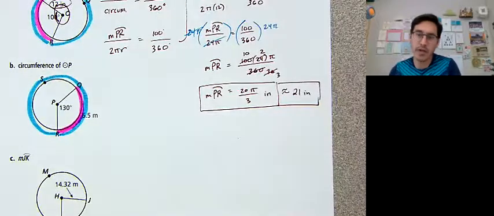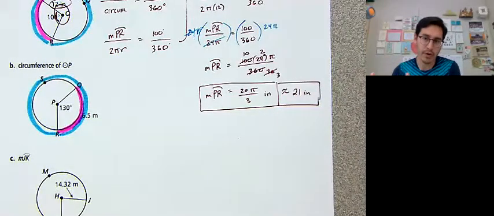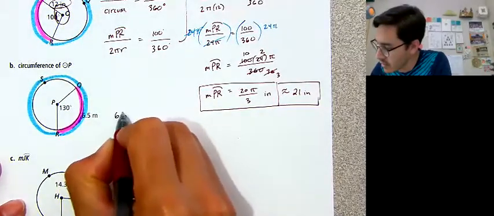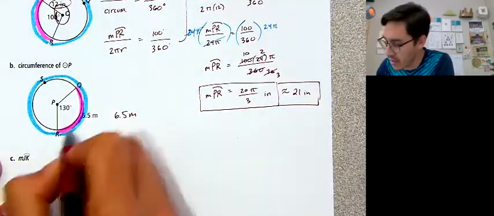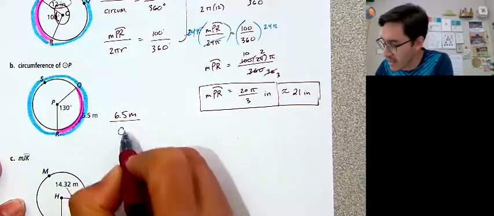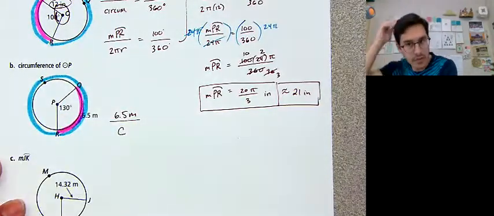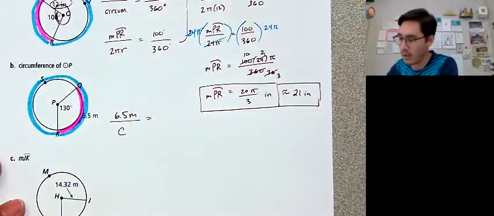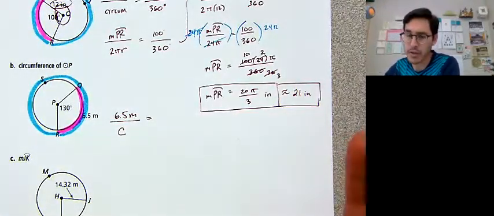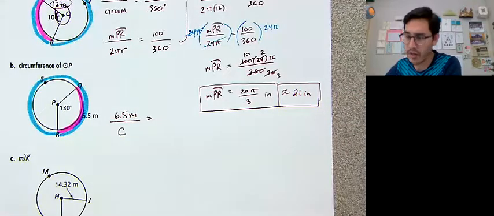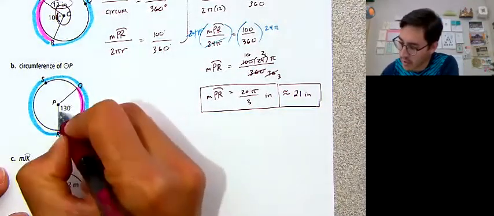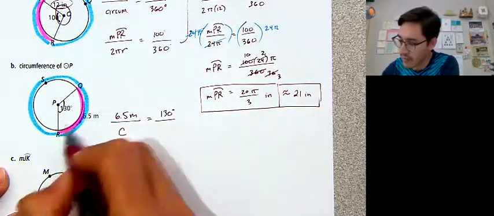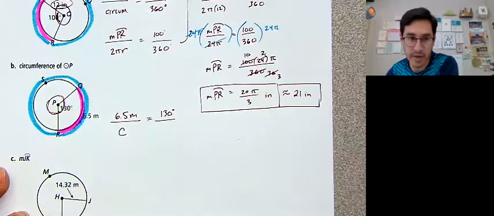So let's set up a ratio of the partial circumference to the whole circumference. So 6.5 meters, that's the pink arc, divided by C. C is going to stand for the circumference, which we'll calculate in a bit. Now the ratio of the arcs is going to be proportional to the ratio of the central angles. So for the pink arc, we have a central angle of 130 degrees. And for the full circumference, that would be a central angle of 360.